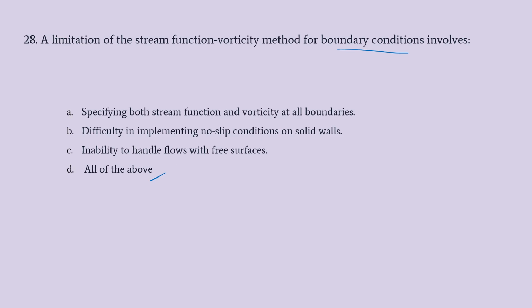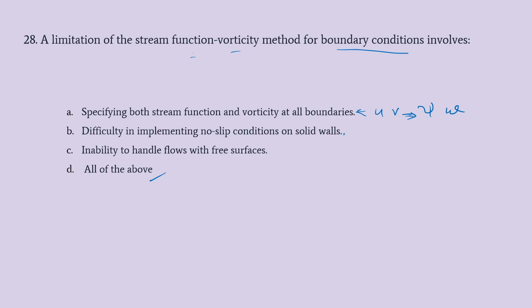The answer is all of the above, because we will face difficulties in all of these. There are two functions, stream function and vorticity. It's not just u or v. We have to find stream function and vorticity at all the boundaries. So converting our boundary conditions in u and v to those of psi and omega will be difficult.